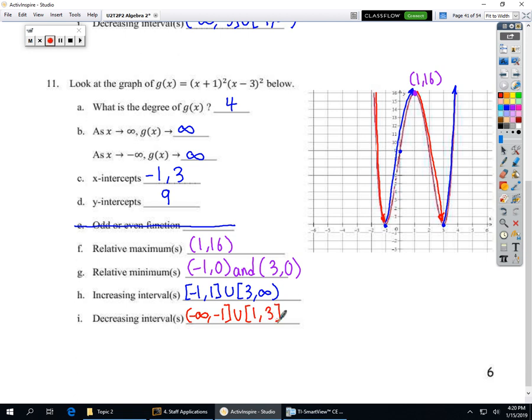And if you want to check if your intervals are right, they should all match up. So -infinity to -1, -1 to 1, and then 1 to 3, 3 to infinity. So they should all have a nice flow.